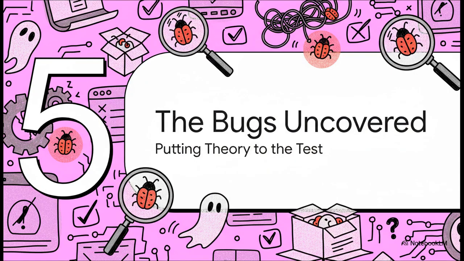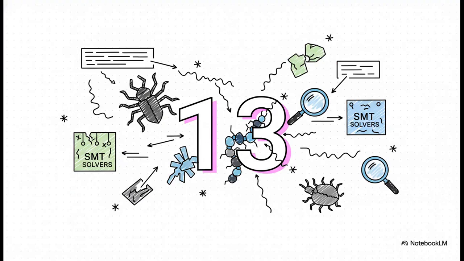Okay, so this all sounds fantastic in theory, but did it actually work? Did this new multi-pronged attack actually find anything wrong with these super important SMT solvers? The answer is a resounding yes. 13. Octopus found 13 previously unknown bugs in some of the most advanced, widely used SMT solvers on the planet. That's 13 potential cracks in the very foundation meant to keep our software safe.